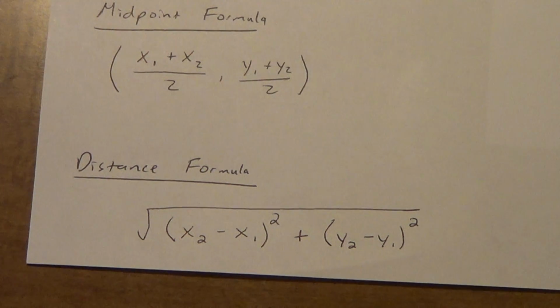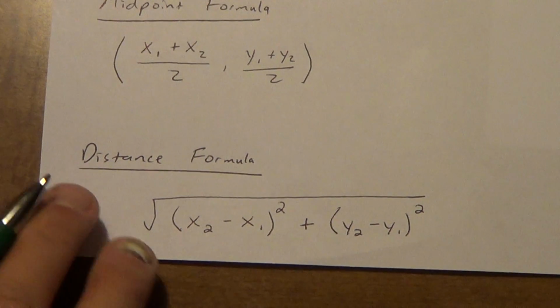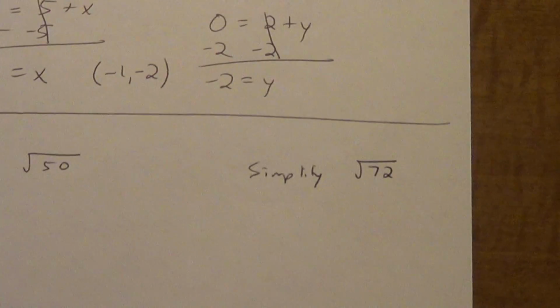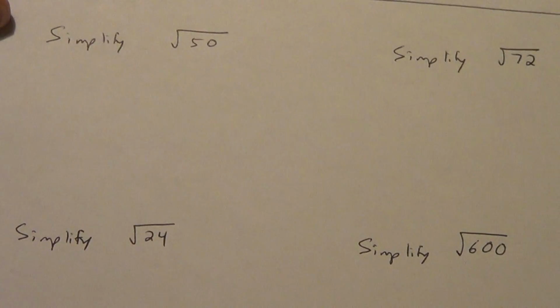I'm going to move on to one other thing we got to look at before we actually start doing this. All right? So get that distance formula written down. All right, here we go. Other thing we need to look at real quick is simplifying square roots. All right, these 5 things right here.